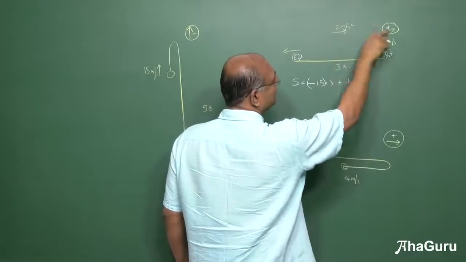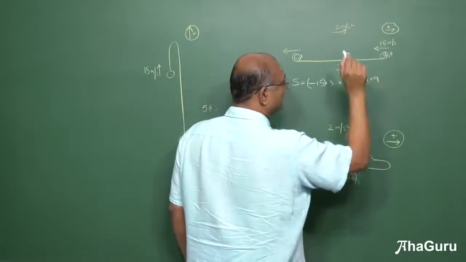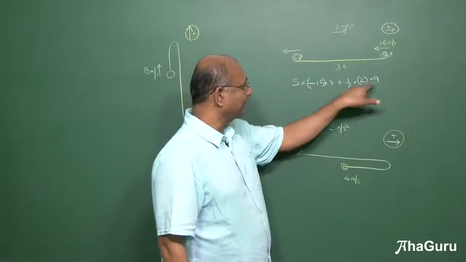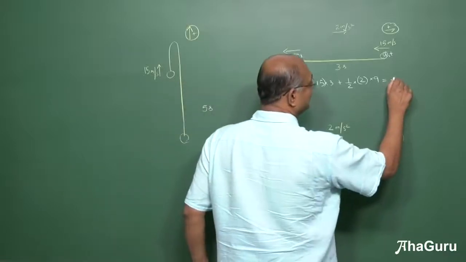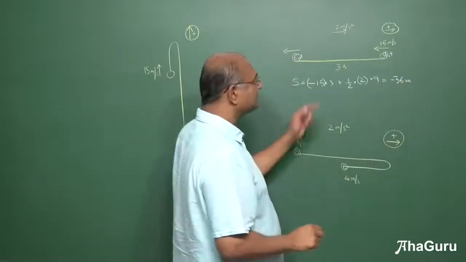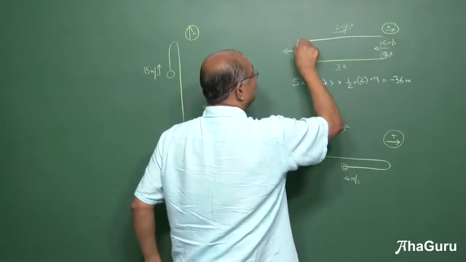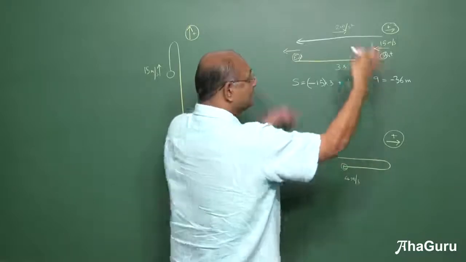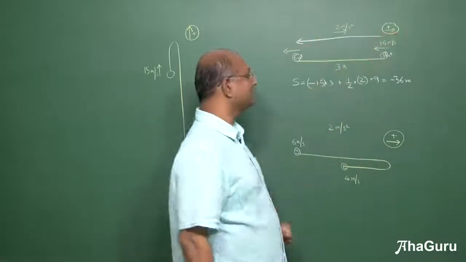ut plus half into a. Look at the direction. Plus. So half into a into t square. Okay, so what is this? Minus 45. This is plus 9. Minus 45 plus 9 is minus 36 meters. What does minus mean? Minus means instead of that direction, it's in this direction. But you know that the displacement is from here to there, 36 meters. Size is 36, direction is minus.